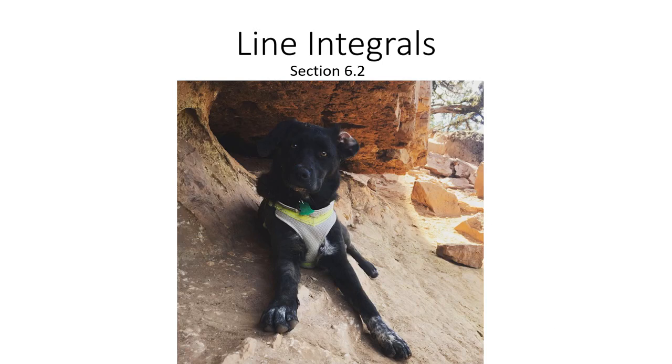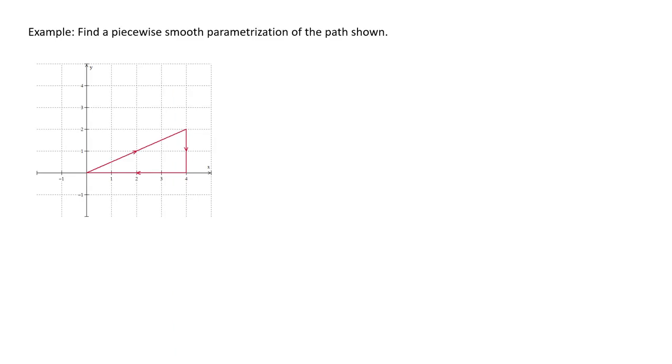In section 6.2, we're going to talk about computing line integrals. So rather than computing an integral over an area, like what we did with our double integrals, or even over a volume, like with the triple integrals, we're going to talk about what does it mean to actually integrate along a specific path.